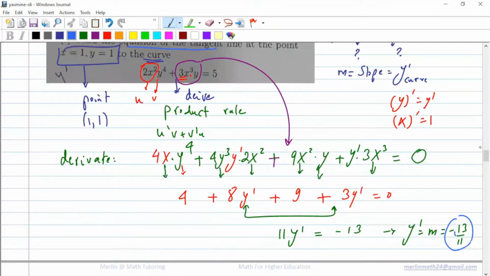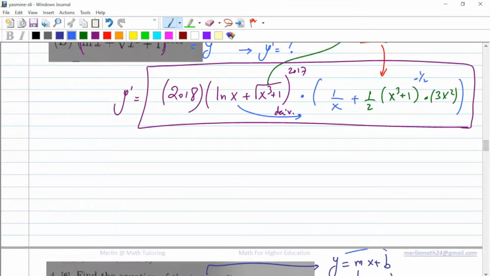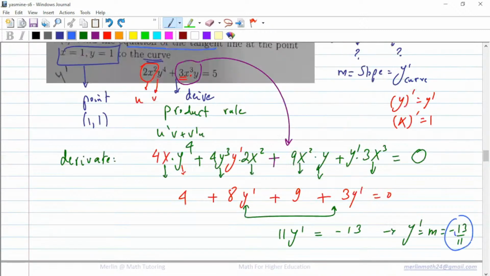Okay, equation of the tangent question. So you want to find this. M is determined, but still B. We just take 1 and substitute it into x. You take both numbers, 1, 1 for x and y. So you say y equals mx plus b is the equation of the tangent.